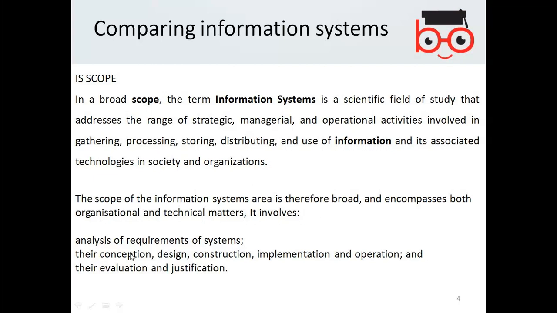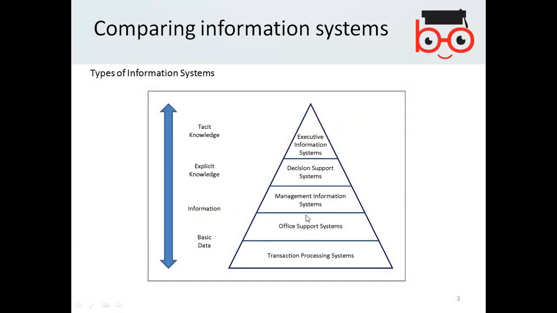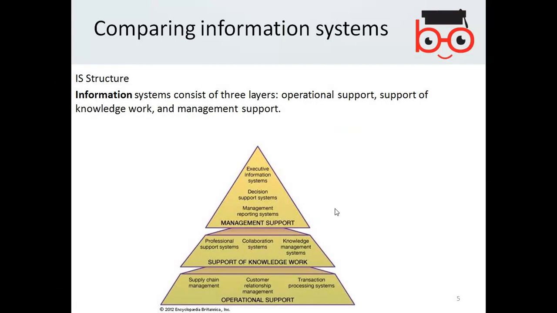The scope of the information systems area is therefore broad and encompasses both organizational and technical matters, which involves the analysis of the requirements of the system. So you need to know what the requirement is and in which requirement your scope falls. Their conception, design, construction, implementation, and operations are involved, along with their evaluation and justification. So it really depends on which scope you are dealing with.